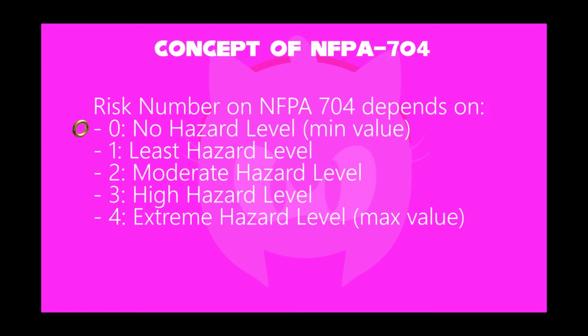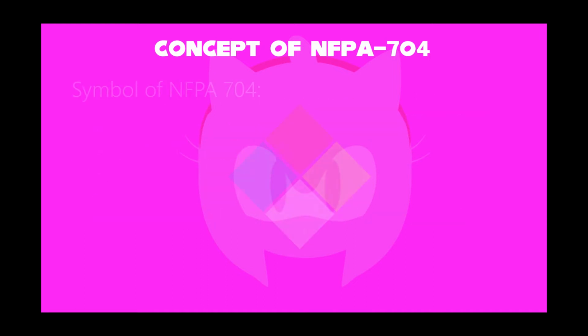0 is the safest, one that doesn't pose a lot of hazards. This is a minimum value. 1 is the least hazard level. 2 is the moderate hazard level. 3 is the high hazard level. And 4 is the extreme hazard level, a maximum value, which could be very dangerous.